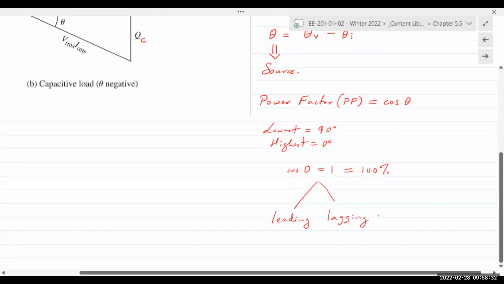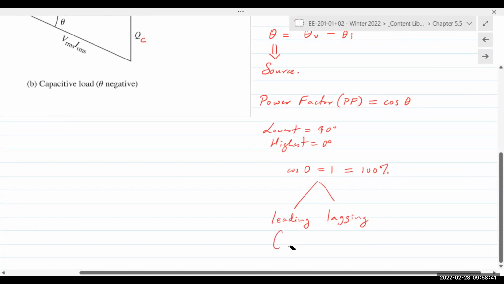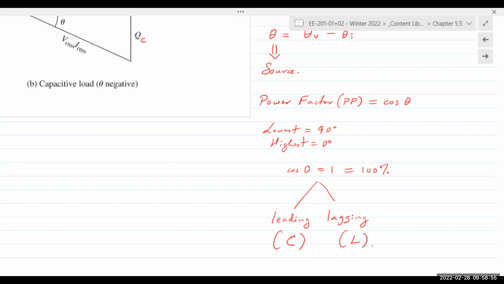If the current leads the voltage in a system, then we say power factor is lagging. It signifies an inductive load. This is capacitive, and this would be inductive. So typically we would describe a power factor as 89% lagging, 88% lagging.